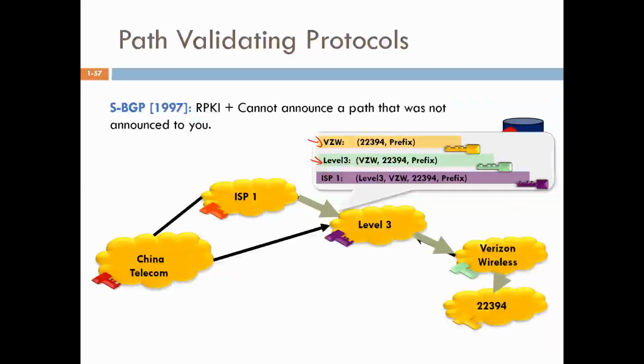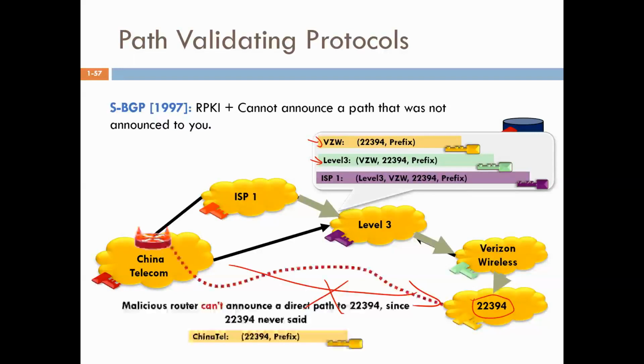And so China Telecom cannot simply say, I have a better path to 22394, because it will not have a digital signature from 22394 saying that China Telecom is the next hop. The next hop that is identified by 22394 is Verizon Wireless in this case. No one can say, I'm going to send your data to 22394 because it didn't have the digital signature from 22394 that includes the destination.